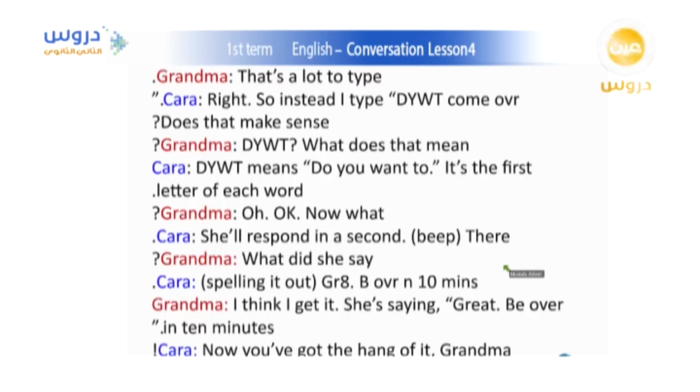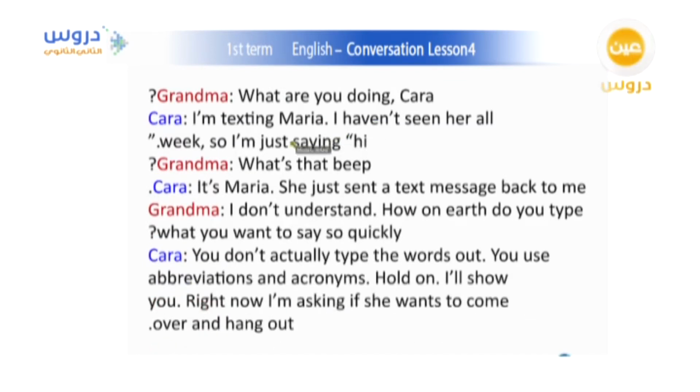Okay, let's go back again. All right? And let's see. So the first expression that I think you don't know is this one, how on earth. What do you think this means in this line? How on earth do you type what you want to say so quickly? Who can tell me? The expression, how on earth? How is it possible? Excellent, Ryan.